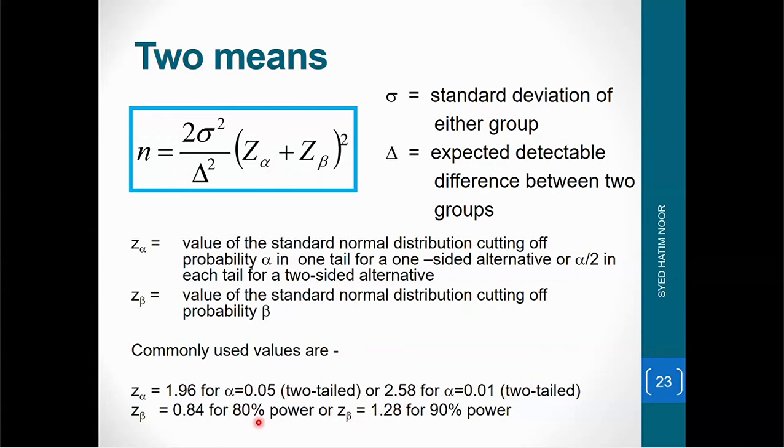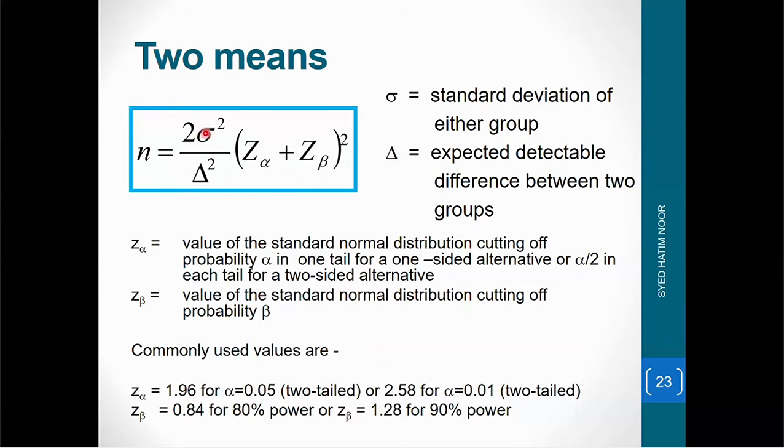If you set your power at 80%, which is usual in observational studies. If you do an interventional study, RCT or community trial, then we raise the power a bit, to 90%. So if 80%, your beta is 0.2, and your Z value will be 0.84. If your beta is 0.1, then the value is 1.28. The rest are the same.